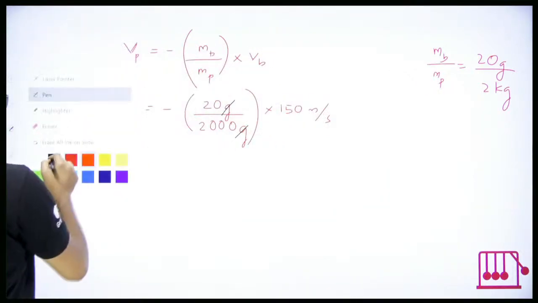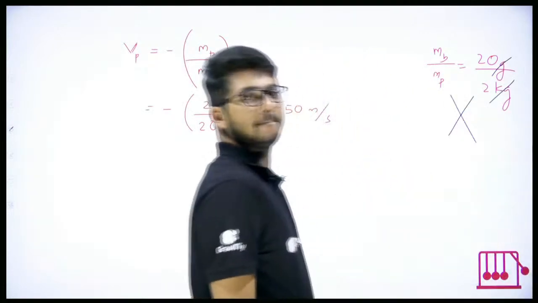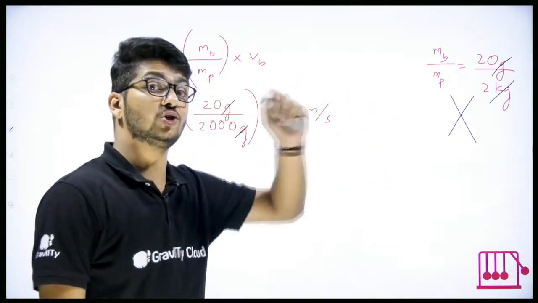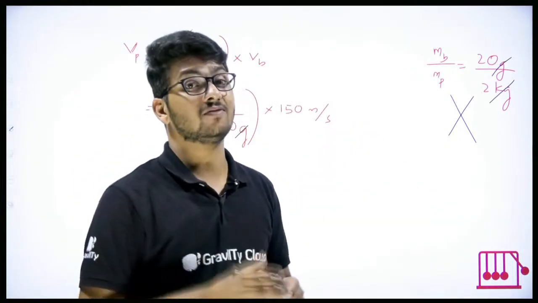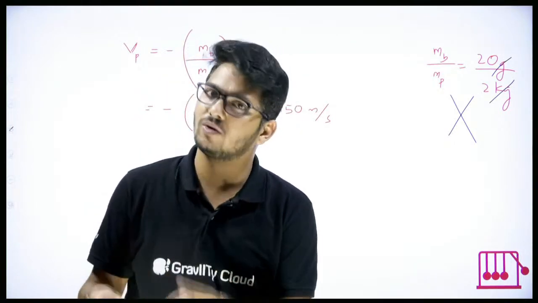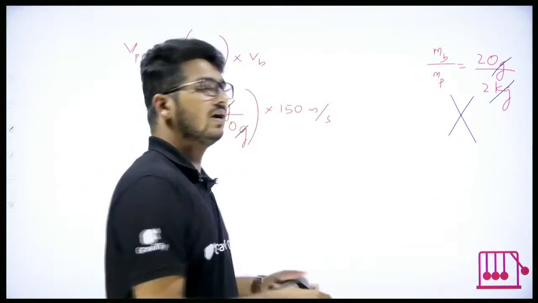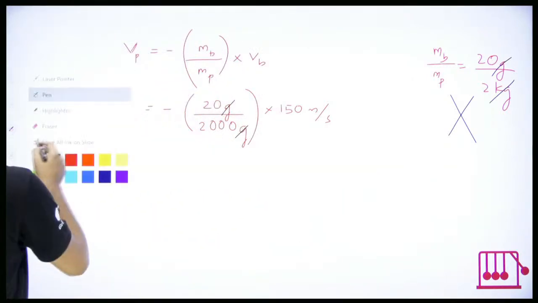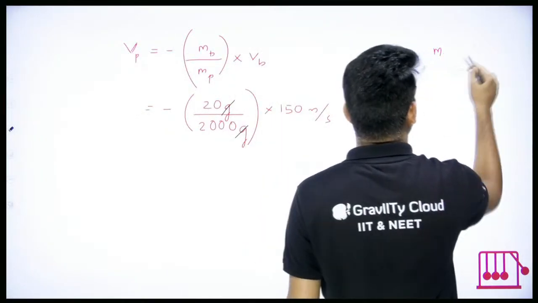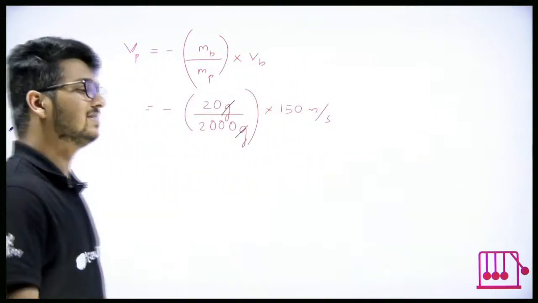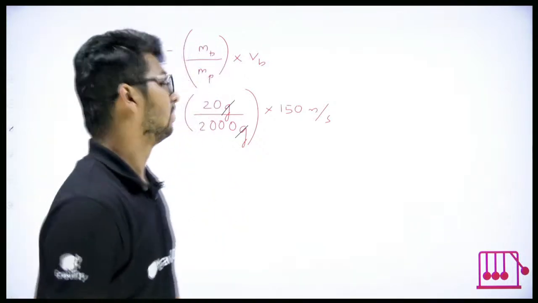Now can you cancel the units? Can you cancel gram and kilogram? No, you cannot. For units to be cancelled, they should be the same units. You cannot cancel gram and kilogram. That is the reason why I converted kilogram into grams. Because I know that gram and gram will get cancelled. Now convert gram into kilograms, you will get the same answer. Okay. So units also get multiplied and divided. That is the reason why you always have to be careful about the units.